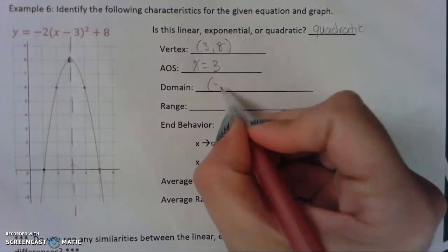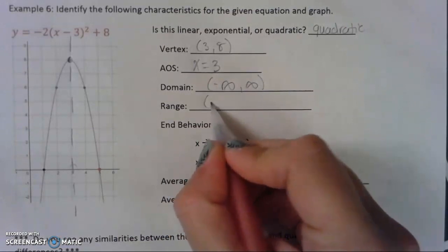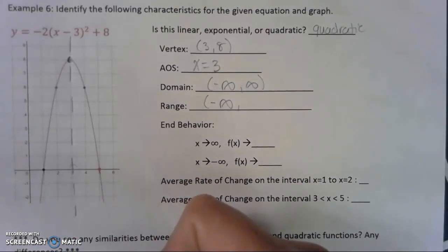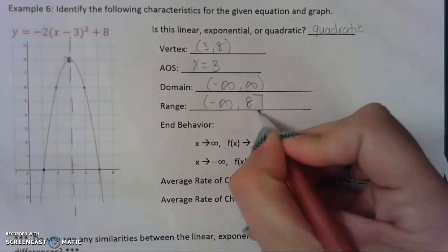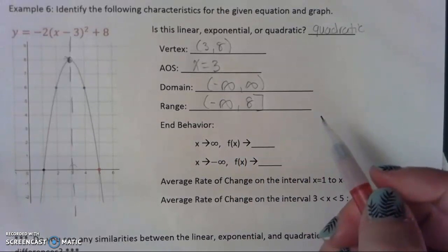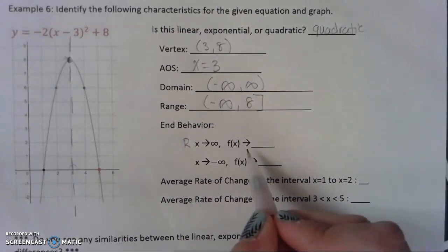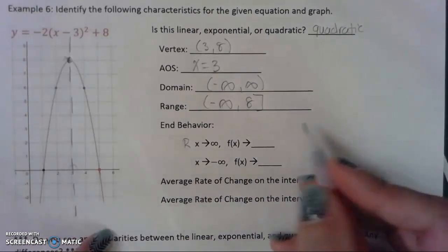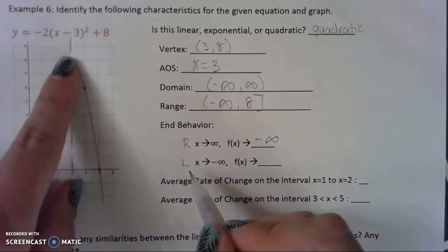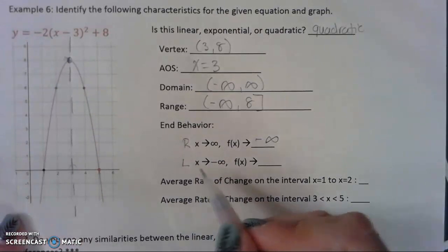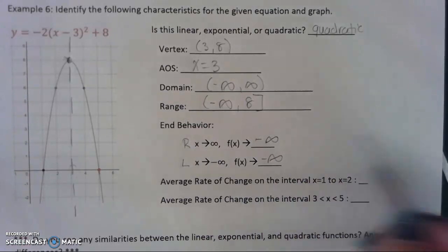Okay, the domain of this is going to be negative infinity to positive infinity. The range of this one is a little different. It's negative infinity, so the lowest it goes is down forever, and the highest this one goes is 8. Remember, it's a point, so it gets a bracket. Our end behavior, so as we look to the right of this function, it's going down, down, down. So these values are getting smaller and smaller, negative infinity. As we look to the left, these are also going down forever towards negative infinity. Again, they should be the same.